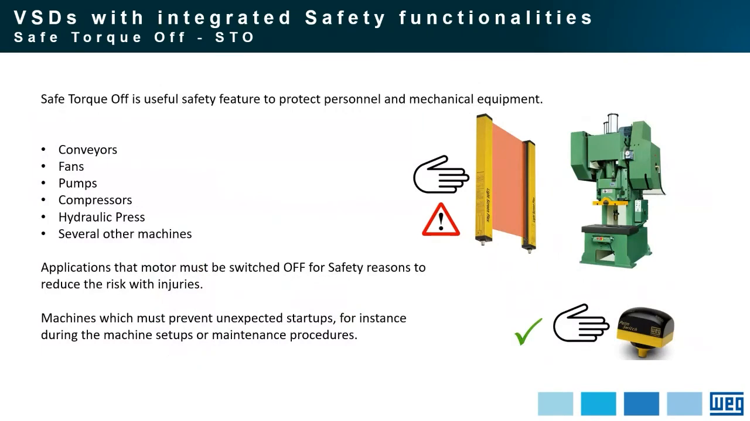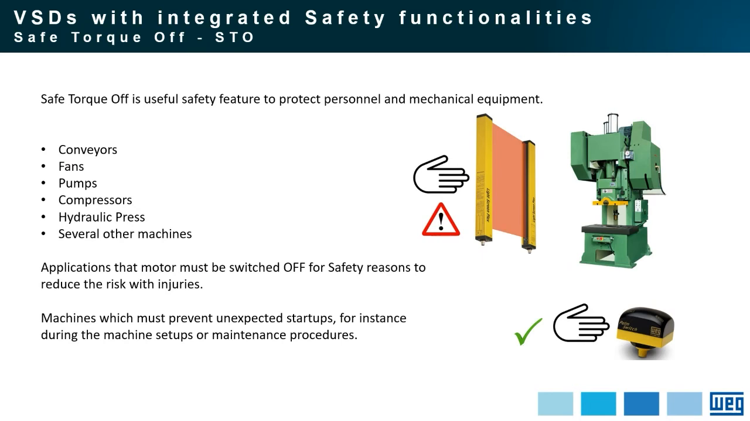What are the main applications for the STO? It is designed for all the machines where we must protect personal and machine equipment, and we have a long list of applications that can use the Safe Torque Off, like conveyors, fans, pumps, compressors, hydraulic presses, and several other ones.